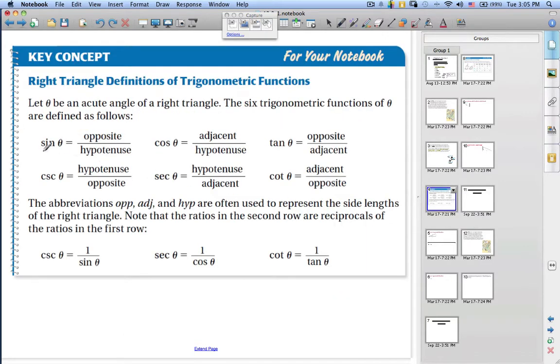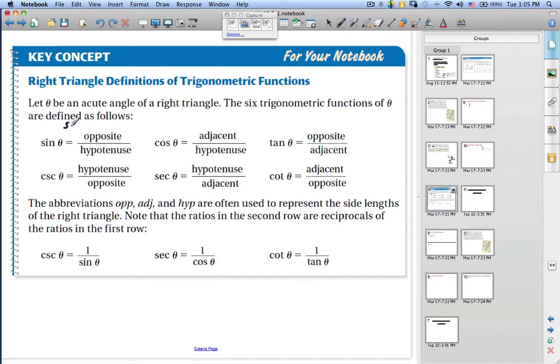So when we want to calculate sine, it's the side opposite divided by the hypotenuse. Cosine is the side adjacent divided by the hypotenuse. And tangent is the side opposite divided by the side adjacent. And then cosecant, secant, and cotangent are the inverses of these, so you just flip the fraction.